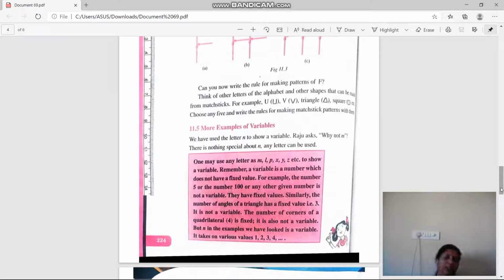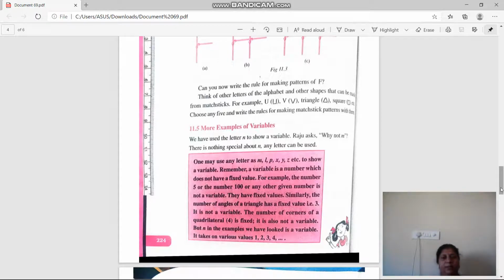Now see the pink box. I will read it carefully, so first listen and then we will understand. One may use a letter such as m, p, x, y, z, etc. to show a variable. It is not compulsory to use n as in the above patterns, making of L, making of C, making of F, where we used the letter small n. Instead of n, you can take any small letter, that is m, l, p, x, y, z, whatever it may be. Remember, a variable is a number which does not have a fixed value.